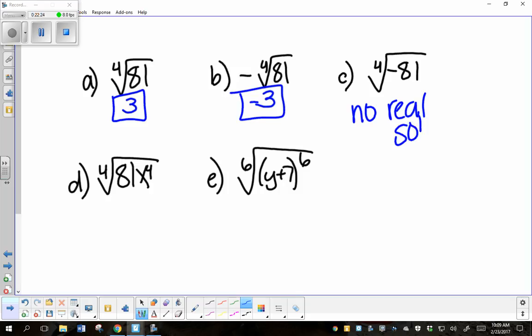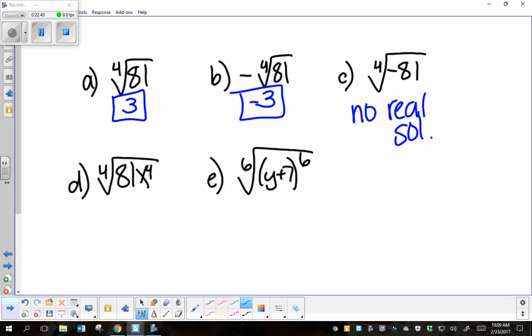So if we have an even root, square root, a 4th root, a 6th root, we cannot have a negative number inside of there. That would make it no real solution. Yeah, it would be 3i if you wanted to write it like that.